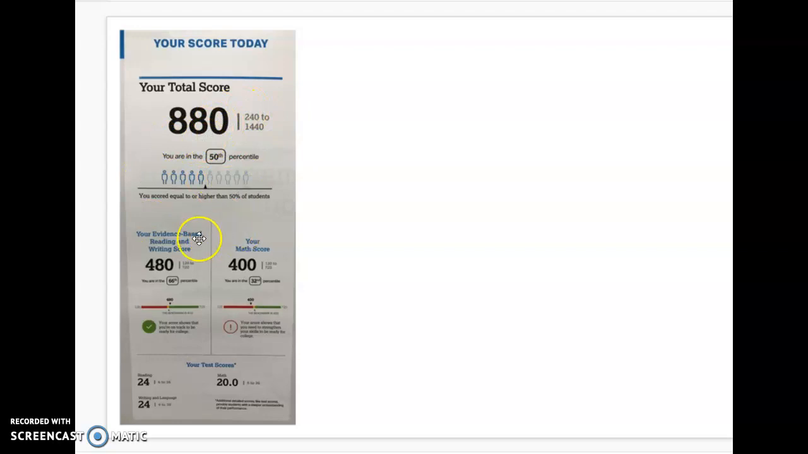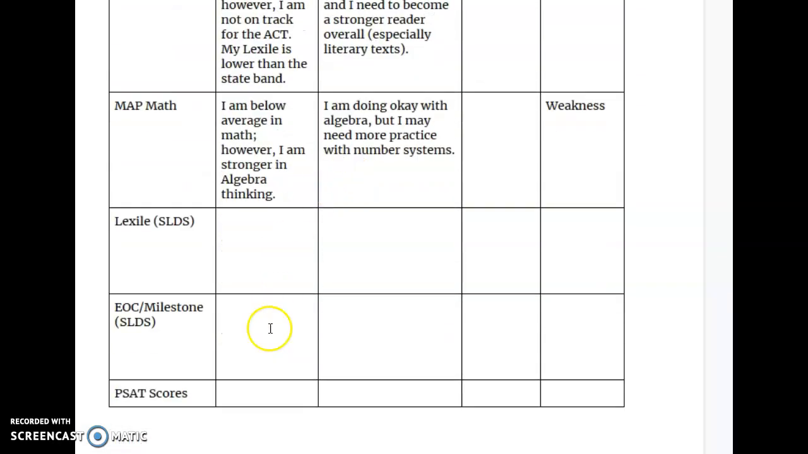All right, so your evidence-based reading and writing score made a 480. They're in the 66th percentile. That's a strength. Their math score is a 400. They're in the 32nd percentile. If you're looking at your PSAT scores, there are going to be some notes here and some notes here to help you with this.